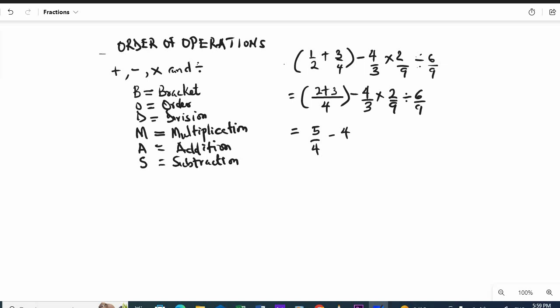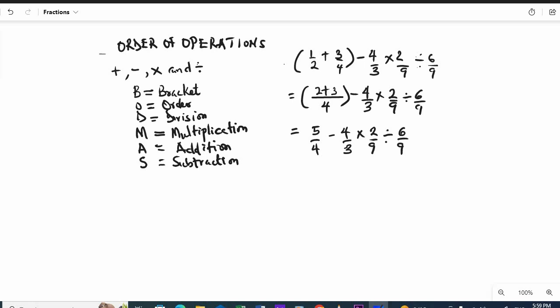Now that we have successfully added the fractions in the bracket, we can remove the brackets. Okay, so write it as 5 over 4 minus 4 over 3 times 2 over 9 divided by 6 over 9. Okay, remember we're looking at the order of operations as listed here from left to right. So now after doing the bracket, what comes next?